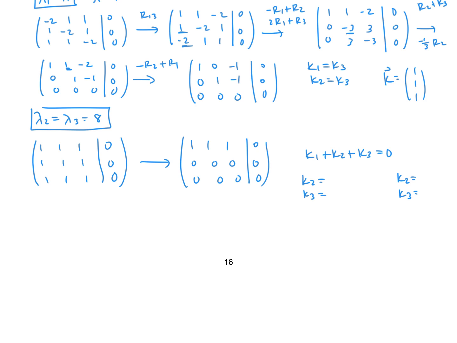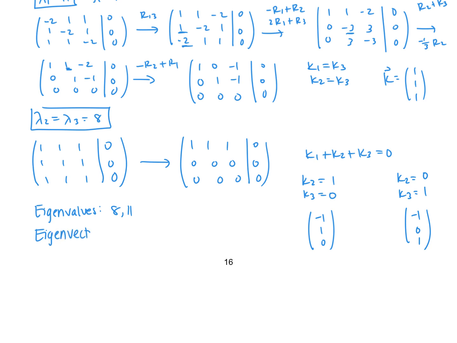So I'm going to have to choose two different options. The first one, logically, is if I don't use K3, but I use K2. So if I do that, I'm going to get an eigenvector of negative 1, 1, 0. Then if I make K2 0, and K3 1, that'll give me negative 1, 0, 1. So ultimately, we found our eigenvalues to be 8 and 11, and the eigenvectors to be 1, 1, 1, negative 1, 1, 0, and negative 1, 0, 1.